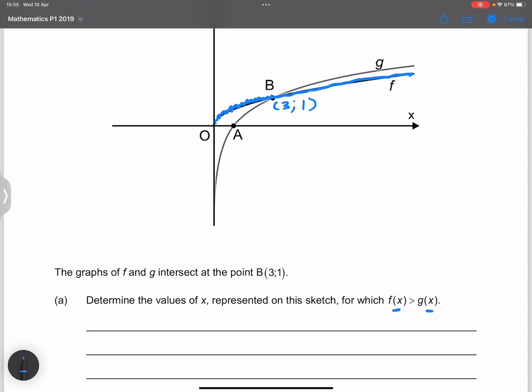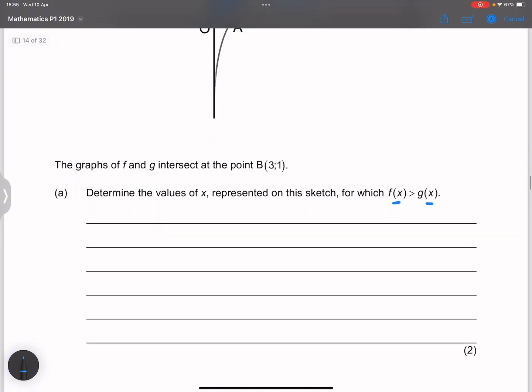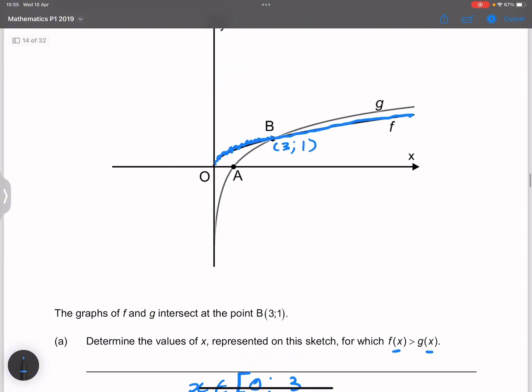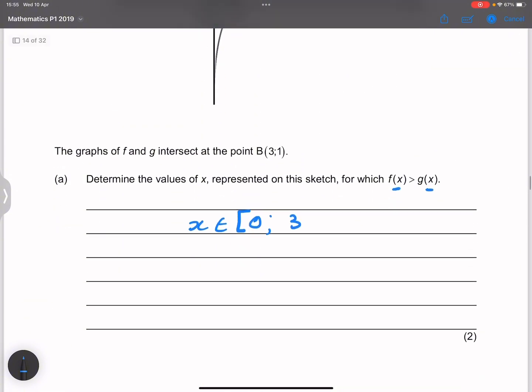Okay, so in this case, it would be where x is an element of 0 to 3. Now notice they only said greater than, so 0 would definitely be included because definitely that graph is greater there. And in this case, 3 would be excluded because those two are actually, remember, equal at that point. Or you can say that x is greater or equal to 0 and x is less than 3. I hope that makes sense, ladies and gents.